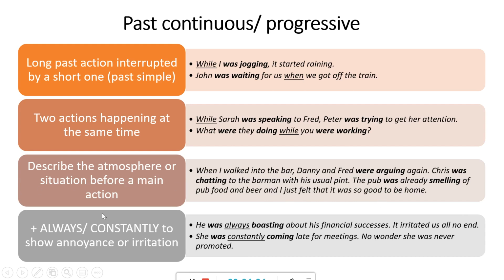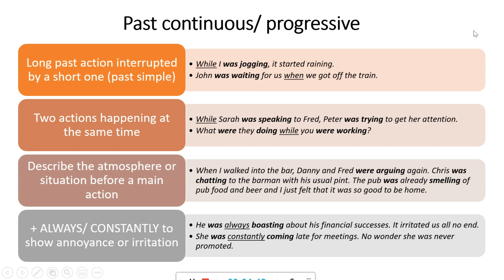And the last use here is with the adverbs always or constantly to show annoyance or irritation. This is similar to present continuous with the same adverbs. If you remember, present continuous we use with always and constantly to show an irritating situation. The same here, but this time showing a past irritating situation.